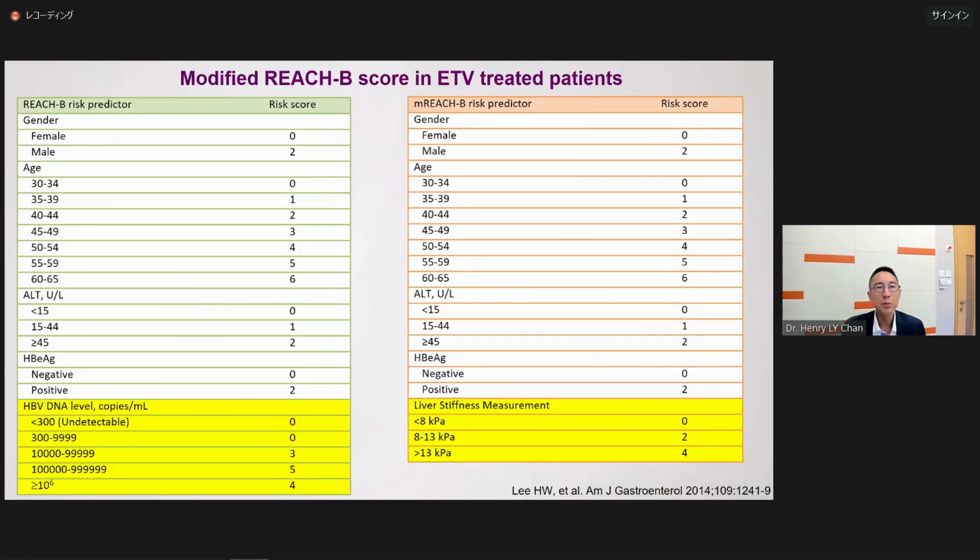So I want to introduce you this modified RICH-B score. In fact, the backbone is RICH-B score. So on the left-hand side, you can see the original RICH-B score, including factors like gender, age, ALT level, HBeAg status, and HBV DNA level. But we know that among ETV treated patients, HBV DNA will be irrelevant because most of them should have a very low or undetectable HBV DNA. Therefore, the modified RICH-B score removes the DNA and changes it to liver stiffness measurement. So here on the right-hand side, you can see the M-RICH-B score. There's no HBV DNA in the equation.